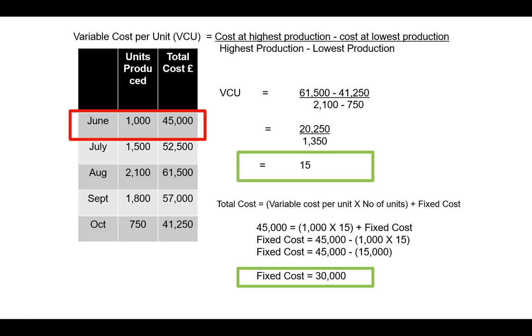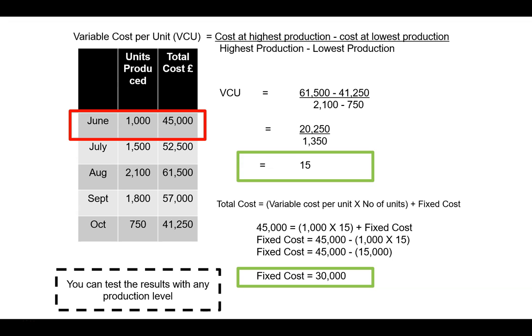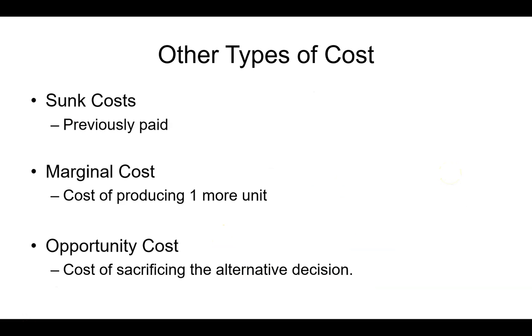Okay, so here variable cost per unit is 15 and fixed cost component is 30. So you can test the results with any of these, as I've just done. You can test it with any of these and you should be getting the same. You can either use July instead of using June to work out your fixed cost, or August. So whichever month anybody uses, we should be getting the same.